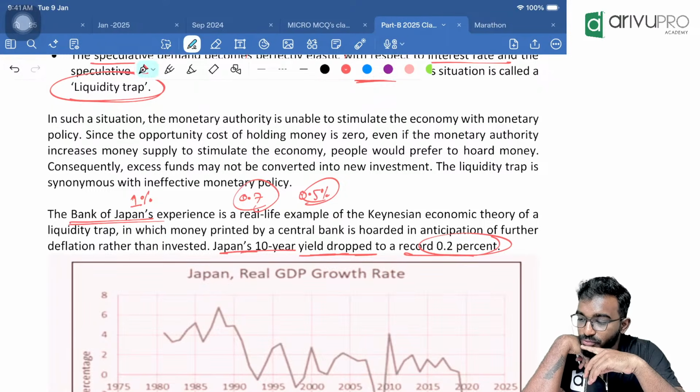Sir, I attended the ArivuPro quiz. I got 60 to 70%. Is it good or not? It's good, but you have to improve. Slowly you will improve. Take up more MCQs like that.